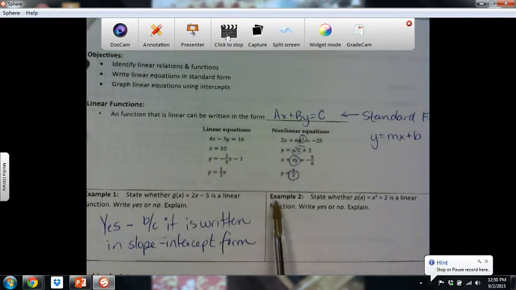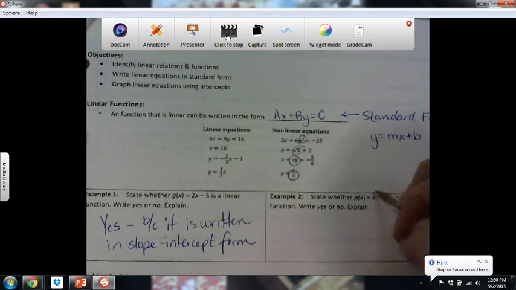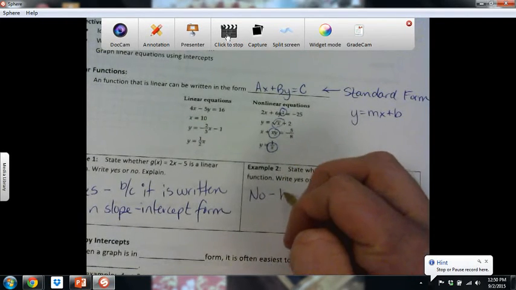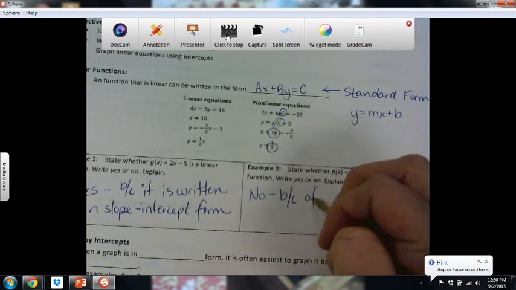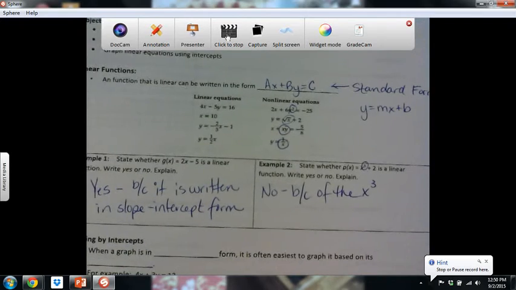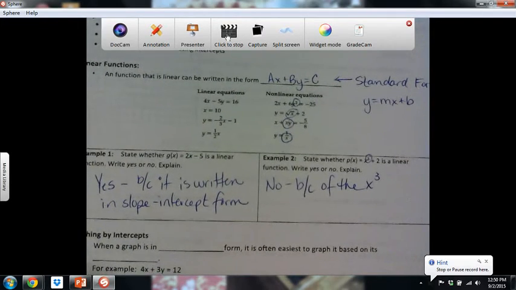For example number 2, it says state whether p of x equals x to the third power plus 2 is a linear function. Here this third power is the issue. So I would say no, not linear, because of the x to the third. It's a cubic function, not a linear function.